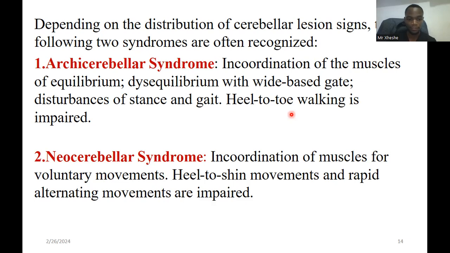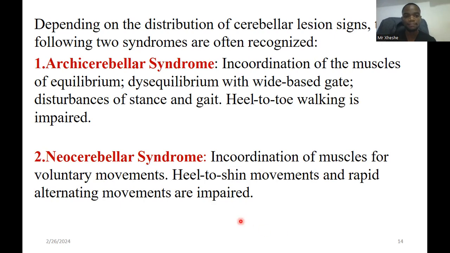Then when there are problems in the neocerebellum, which is essentially the posterior lobe, we see that there is now incoordination in muscles that deal with voluntary movement. So all skeletal muscles will be affected. So when it comes to the foot, heel to shin movement is affected. And then there is inability to cope with rapid alternating movement. So like I was explaining, pronating and supinating the arm becomes problematic in such individuals.